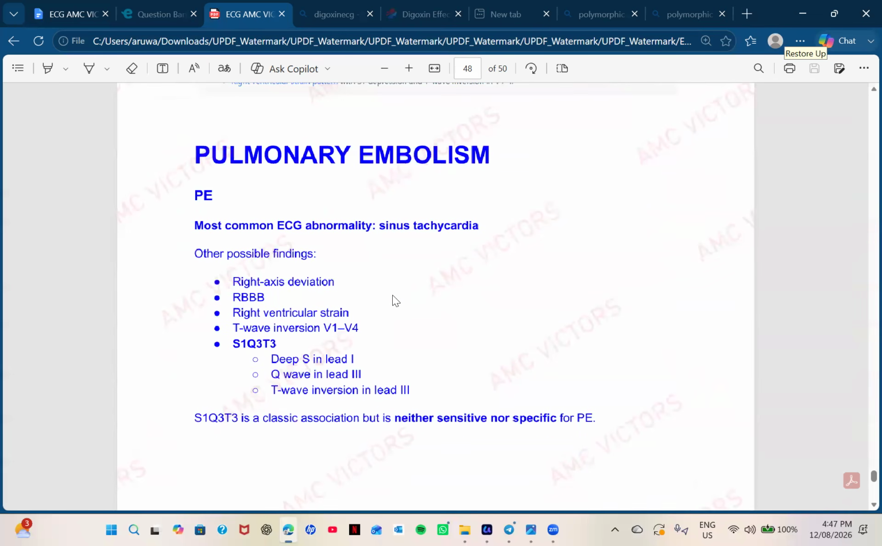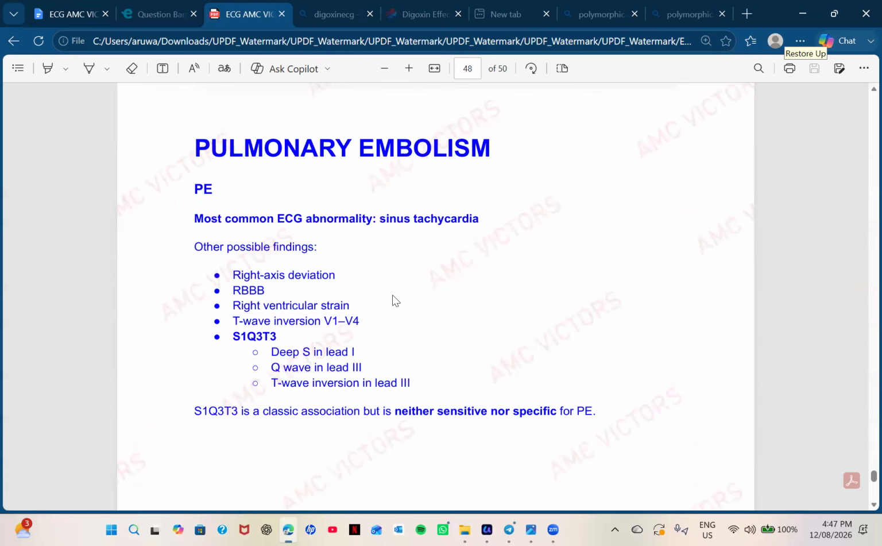So let's discuss some diseases. How does pulmonary embolism present? What are the features of pulmonary embolism? Tell me, doctors.